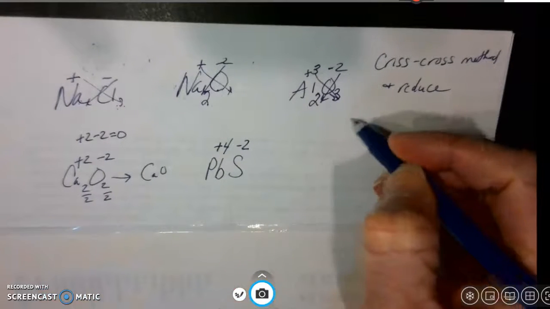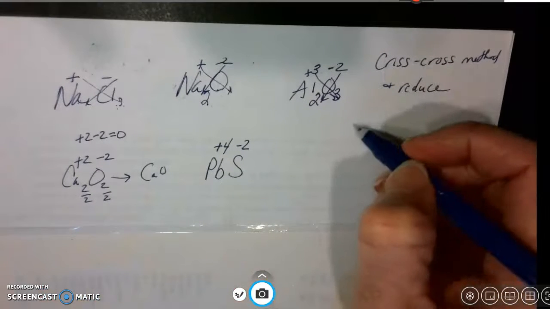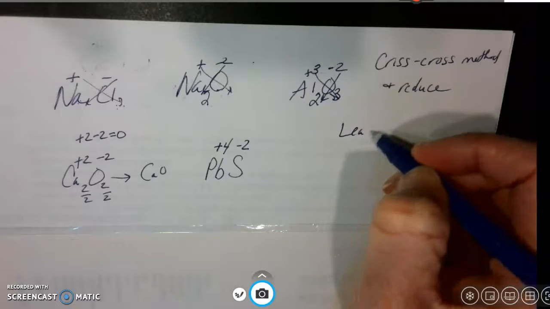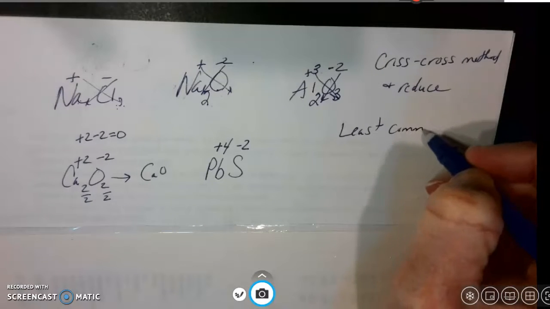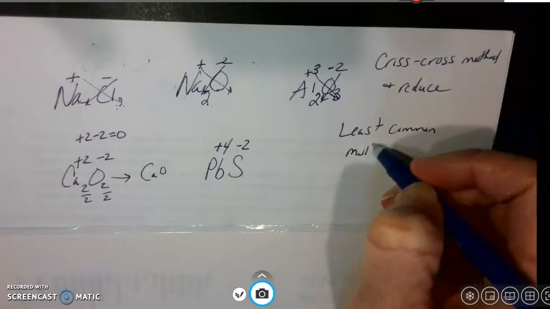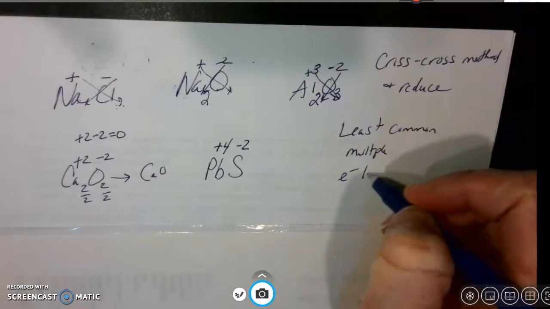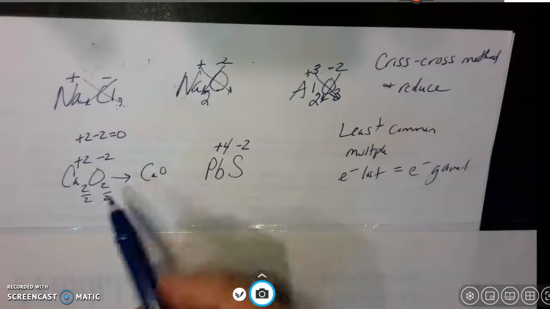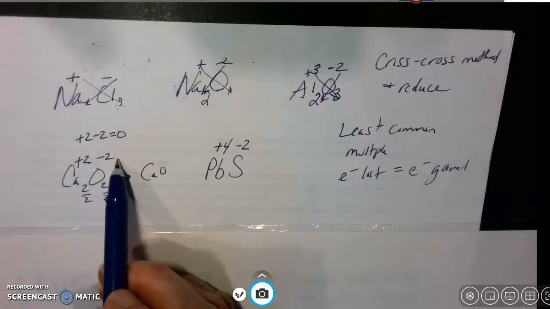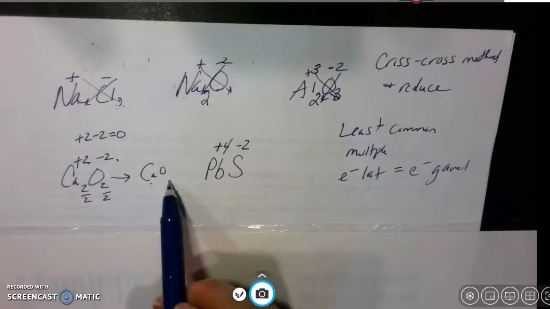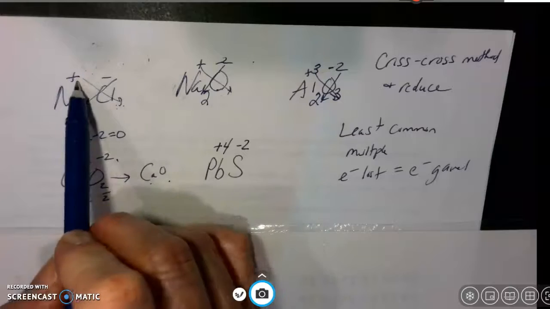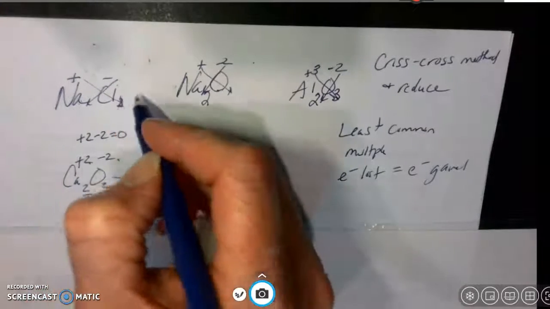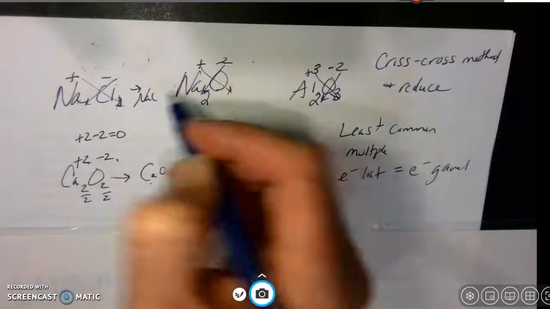So what works 100% of the time is least common multiple. What you're really looking at here is the electrons lost have to equal the electrons gained. So if we look at calcium, if it's losing 2 electrons and this one's gaining 2 electrons, I just need a 1-to-1 ratio. Same thing up here. This one's losing 1, this one's gaining 1. So this is a 1-to-1 ratio. So you just get NaCl.